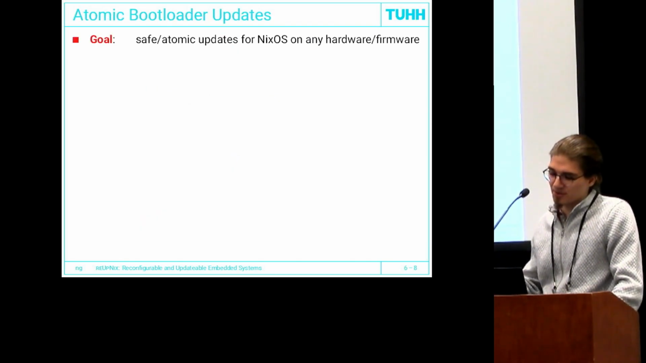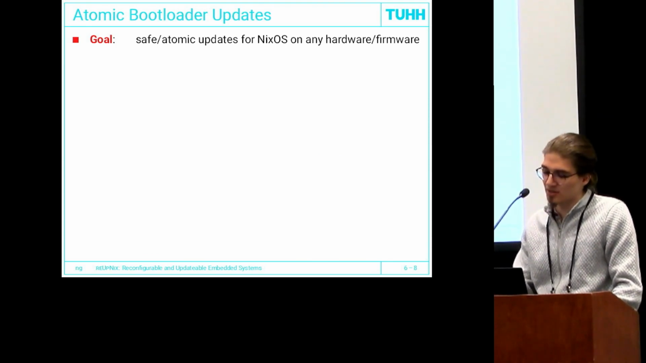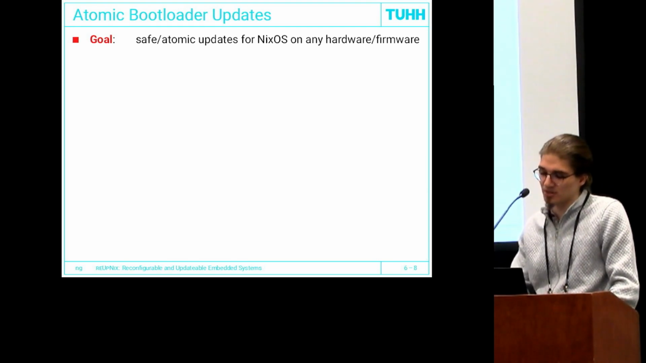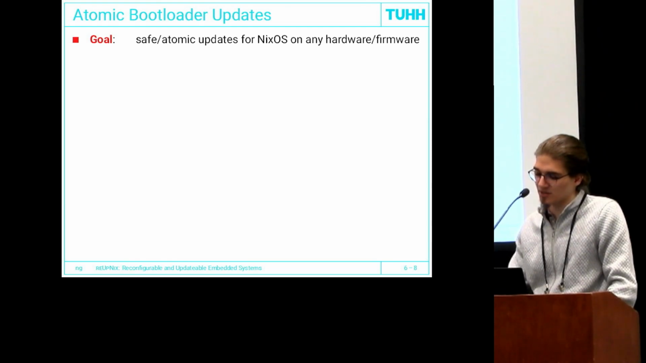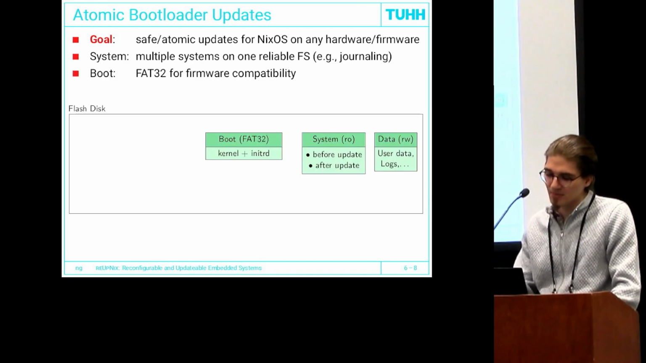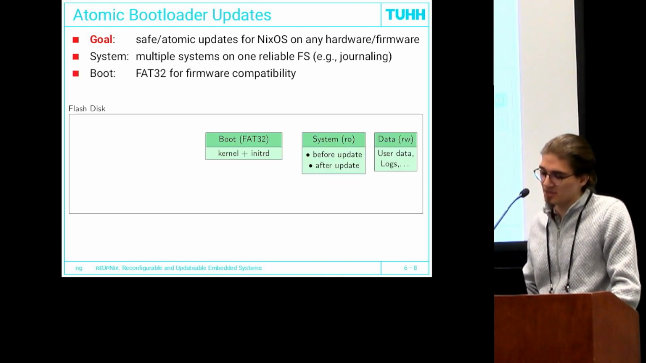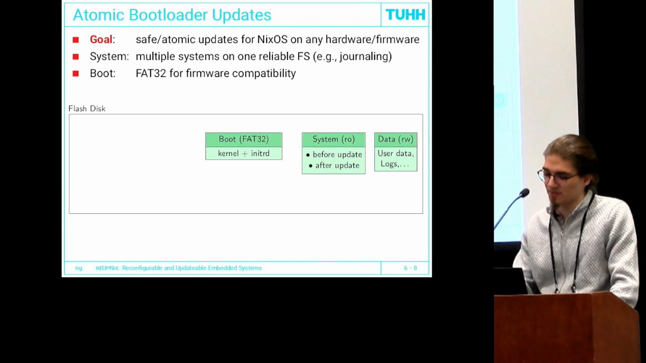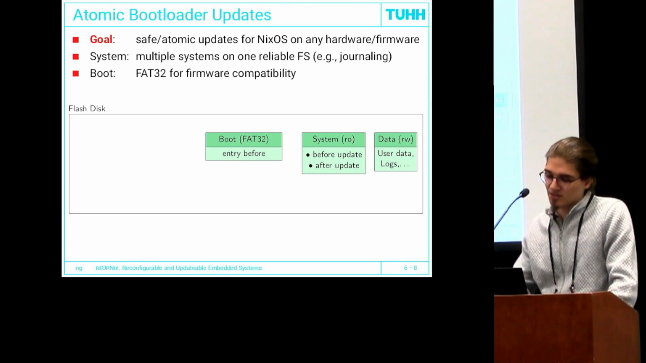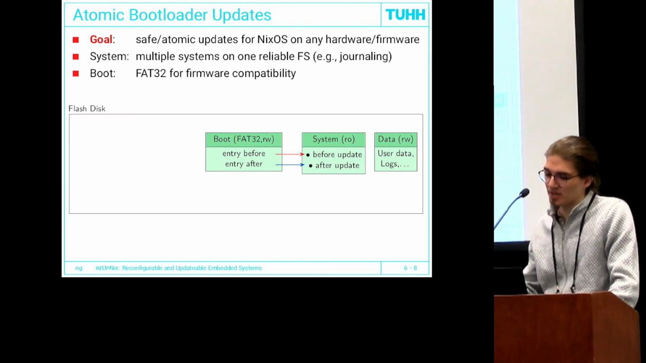Now, with the new NixOS system transferred to the target Nix store, we need to change the bootloader configuration to apply the update so that we can boot into it. Our goal is to do this safely and atomically for NixOS, and we want to do it independently of the hardware and the firmware. For firmware compatibility, the Linux kernel and init RAMFS of NixOS need to be stored on a FAT32 boot partition. So when before we just had one boot entry for our previous system, we can now simply create a second bootloader entry on that partition and update our system that way.